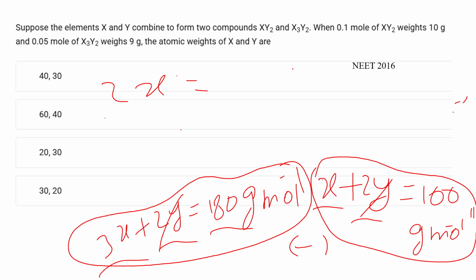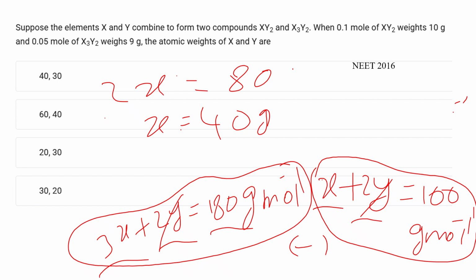The difference is 80. So 2x is equal to 80, and x is equal to 40 gram per mole. This is the atomic weight of X alone.